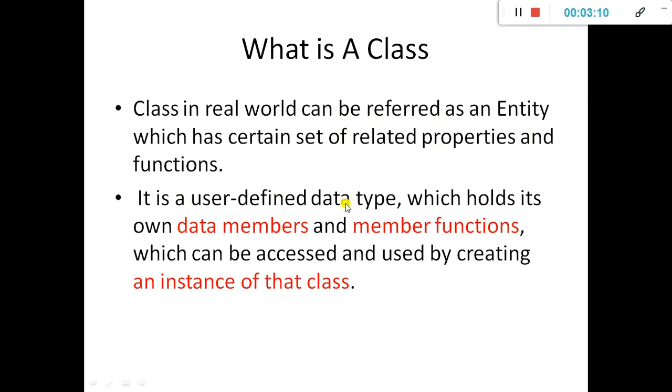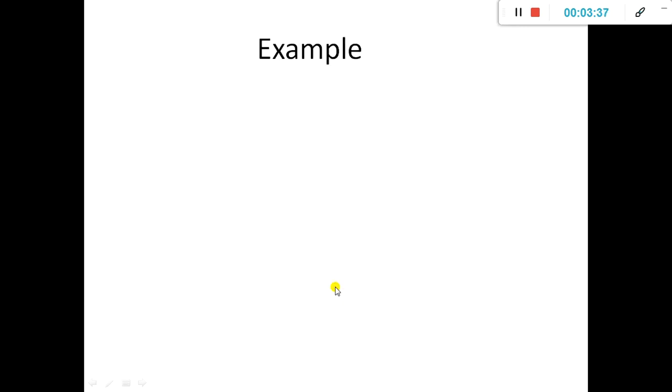What are the data types? Like you have integer, float, character, string, double. These were the data types. So class is also a data type, but one which has been defined by a user, so we call it a user-defined data type. And what does it hold? It holds data members and member functions which can be accessed by you and used by creating an instance of that class.